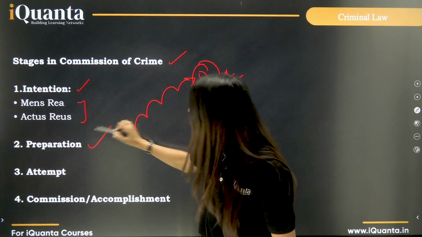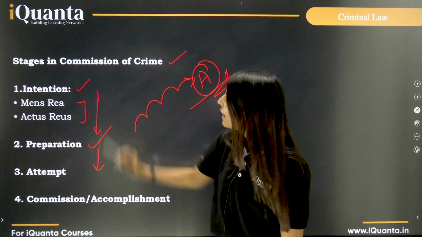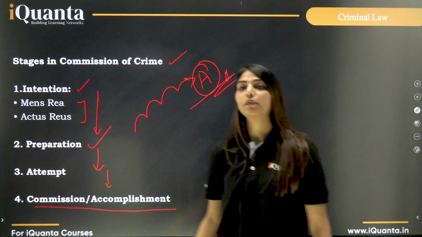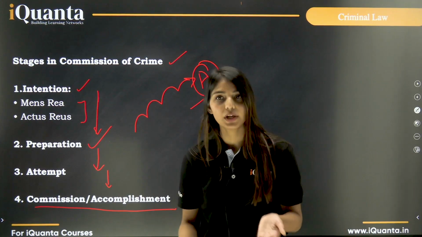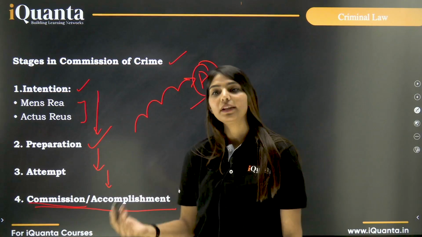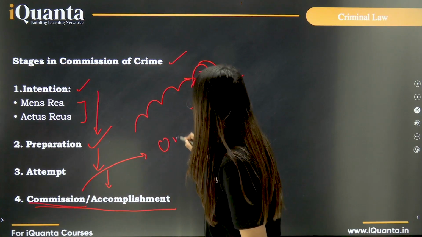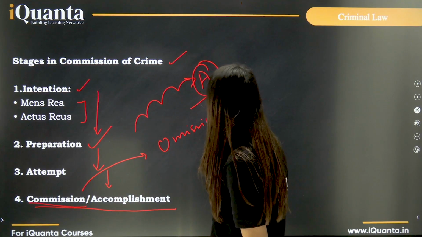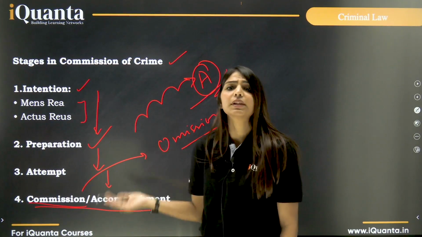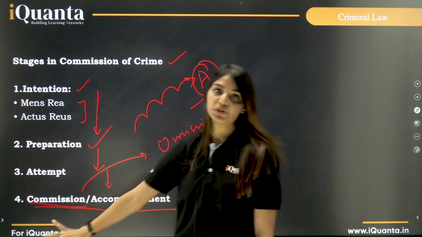Then we need to prepare in the line of this intention, then we need to make an attempt, and if that attempt is successful, then it is called the commission or accomplishment of that particular crime. One thing I would like to tell you, everyone, is that whenever we use the term commission of a crime, please also understand that we also mean the word omission. Remember, we were discussing commission or omission, and they both will constitute a crime. So please do not be confused that because we are not using the word omission, it would not be included. In general, we use the word accomplishment or commission. All right.